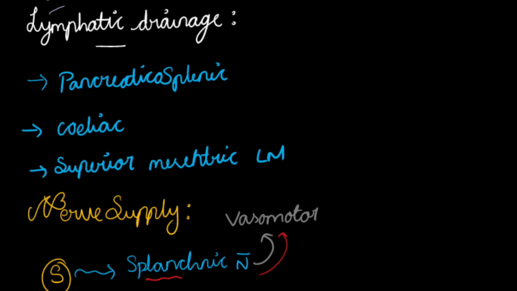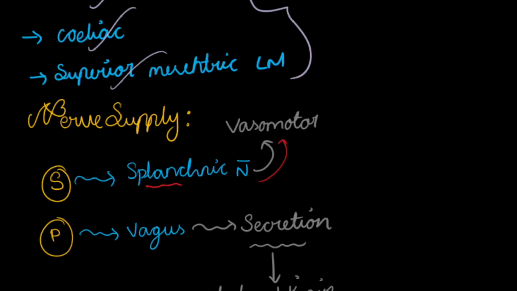And in case of lymphatic drainage, we have lymph nodes which are situated along the arteries. Those are the pancreaticosplenic lymph nodes, then celiac lymph nodes, and superior mesenteric lymph nodes. Then comes the nerve supply.